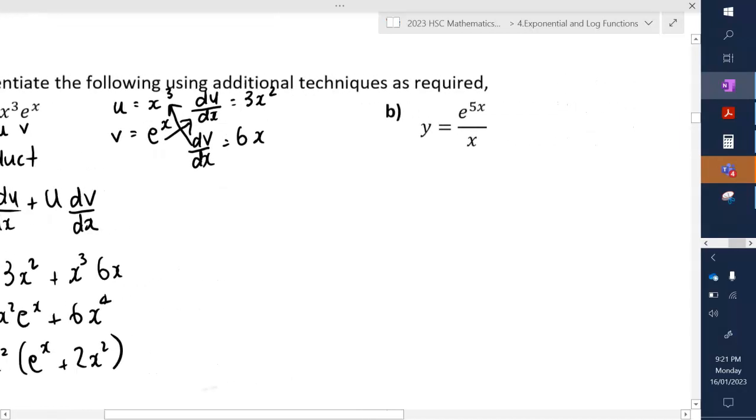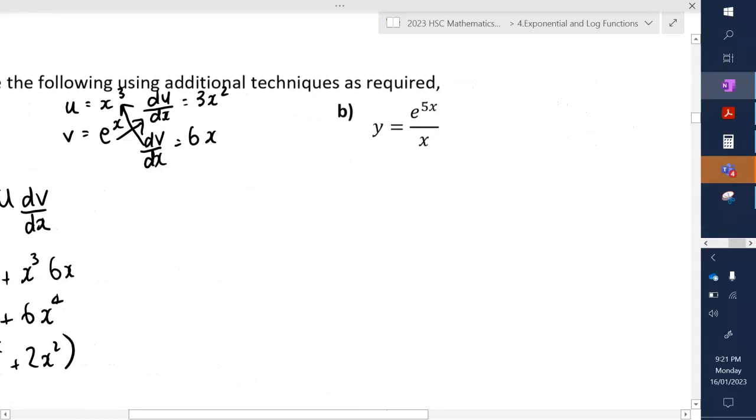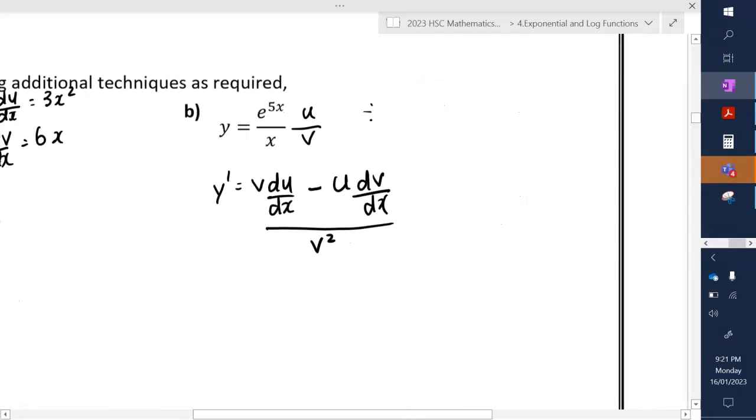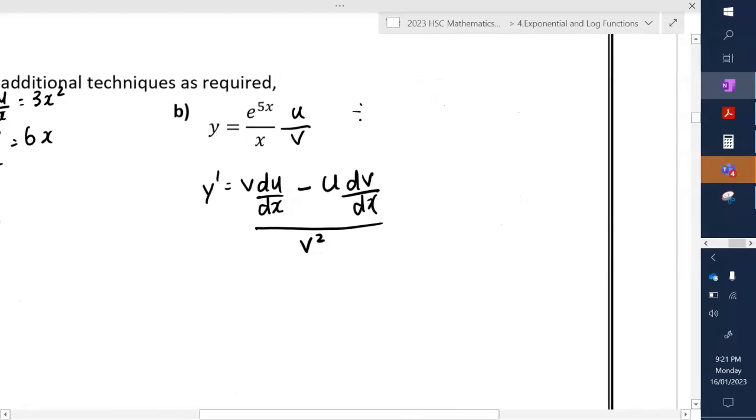Okay, next one. Now, in this case, we have a quotient. We have one function divided by another. That means we need the quotient rule. The quotient rule involves a division. This was the rule that was written down on your formula sheet, but the transferring of it to your paper was not done well by most people. The rule is v du dx minus u dv dx all over v squared. Again, you don't need to memorize it. It is given to you, so you need to just get your formula sheet and copy it down.